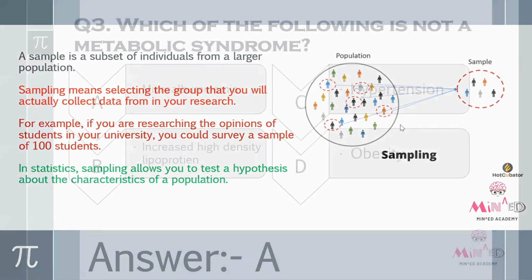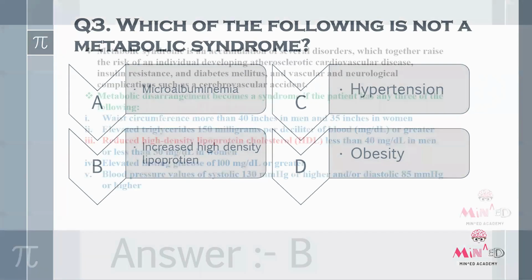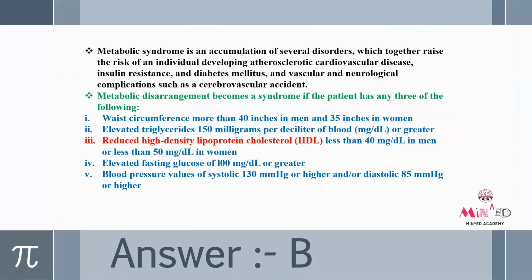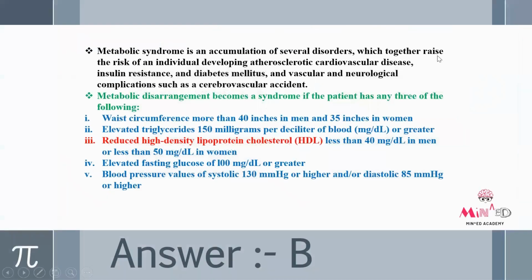Fine. So next we'll go for question number 3. Which of the following is not a metabolic syndrome? First, microanemia. B, increased high density lipoprotein. C, hypertension. And D, obesity. So the answer will be B, increased high density lipoprotein.